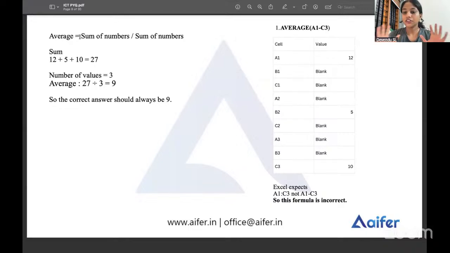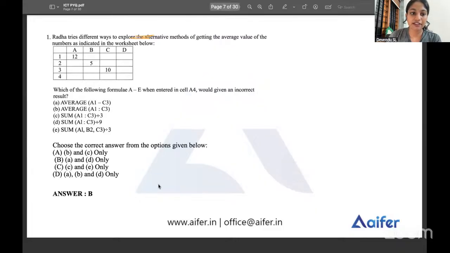As a basic thing, we know how to calculate an average. Average is equal to the sum of the numbers divided by the total count of numbers we have there. So here the sum of the numbers is 12 plus 5 plus 10.